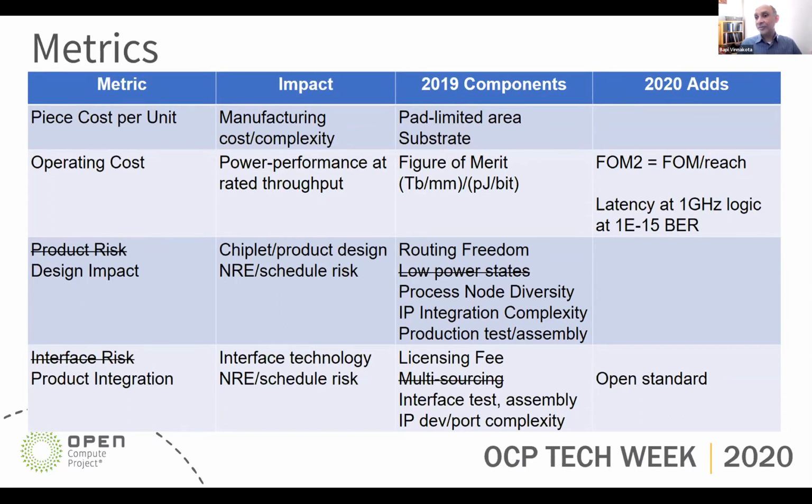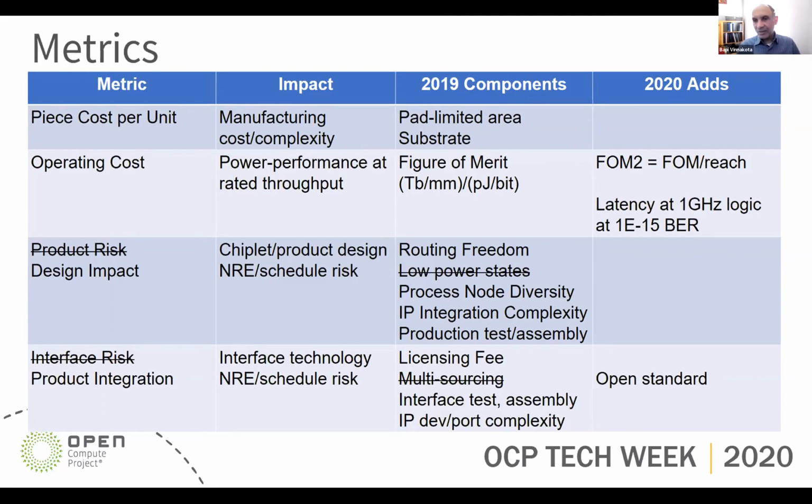How many process nodes do you support? Because the more process nodes you support, the friendlier you are to heterogeneous integration. Then how complex or easy is it to get the IP? And finally, what are the costs of producing and testing this once you manufacture it? So roughly, that's the design impact. And there's an argument to be made for production, test and assembly to be under operating costs as well.